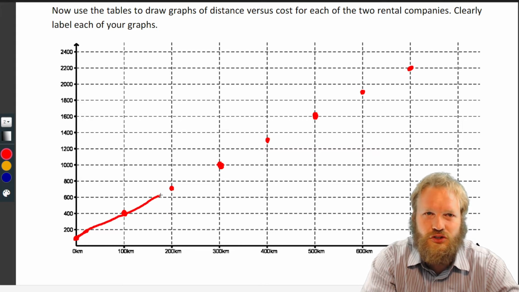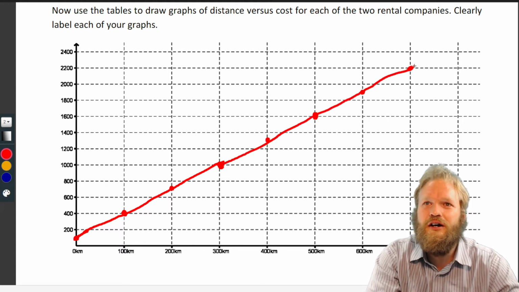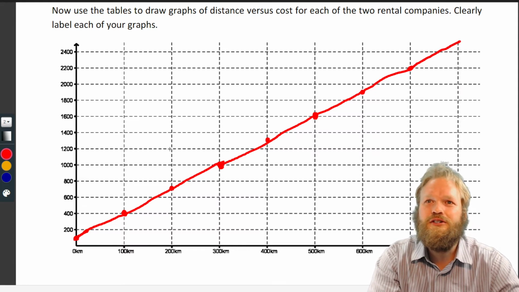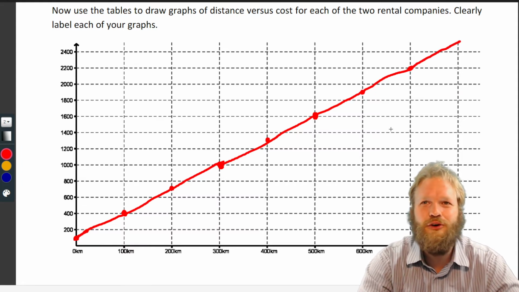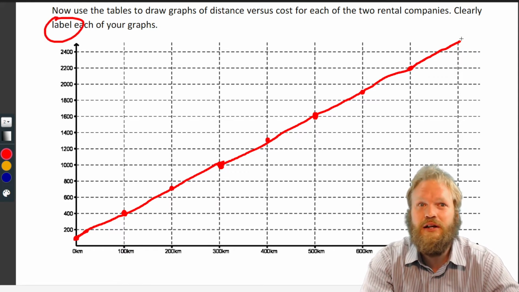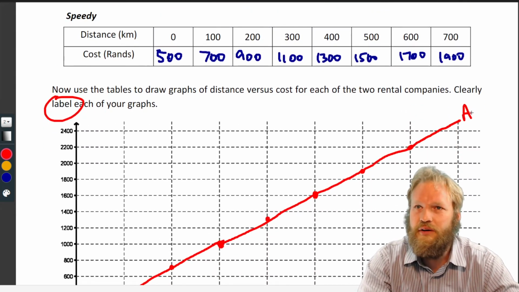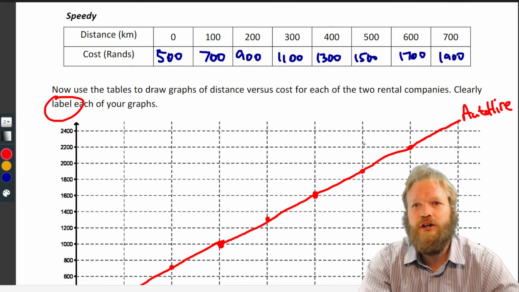So let's draw this. Now, unlike me, you can actually use a ruler. I know that there's some ruler function here, but that's boring. Last thing before I draw Auto Hire's is to label it. So this one was Auto Hire, sorry. So let's label it Auto Hire so we know which one's which.